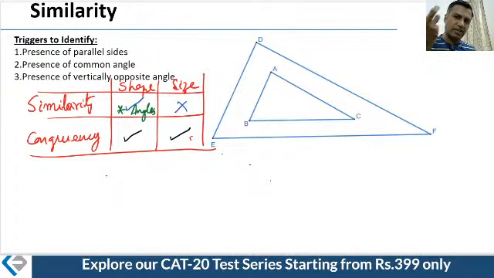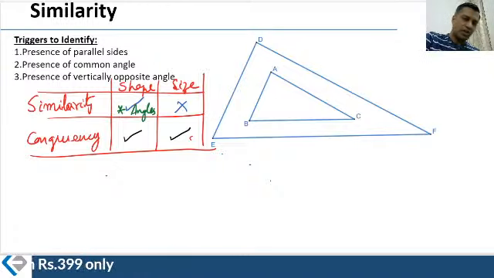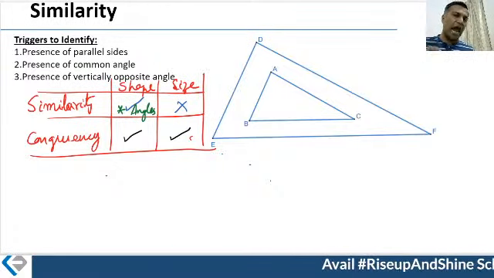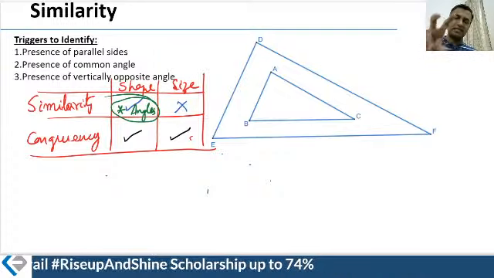Therefore, in similarity, what is the key thing, my friends? The key thing is the angles. What does not change? The contours, the angles, the curves, all of that does not change. What changes is the size of that particular thing. So just remember that when we talk about similarity, the focus is on the angles.